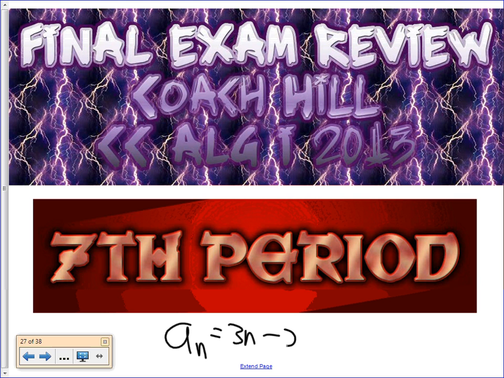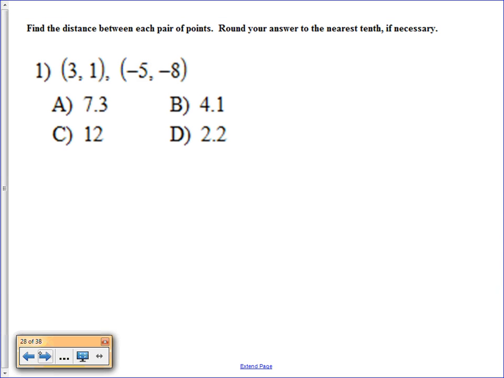So this class does the problems 3n minus 2 for n from 1 to 11. As n goes from 1 to 11, 3 times 1 is 3, minus 2 is 1. 3 times 2 is 6, 6 minus 2 is 4. All the way up to 33 minus 2 is 31. Those are the problems I want you to do.